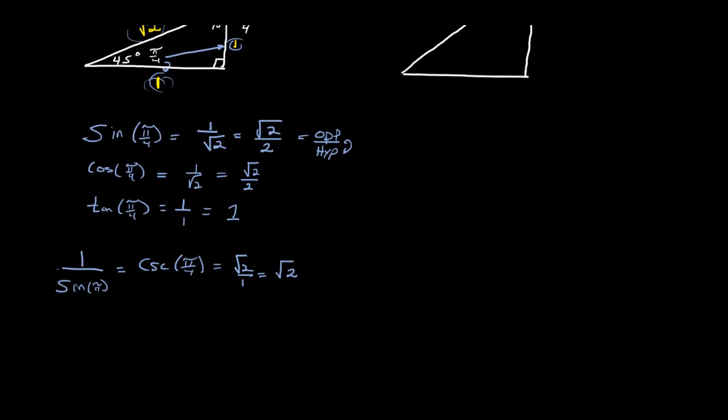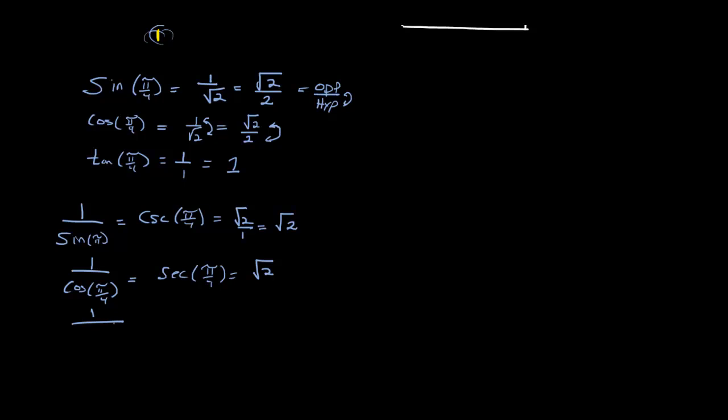If we look at 1 divided by cosine of pi over 4, that's equal to the secant of pi over 4. And notice if I invert these two values, I'm going to have the same thing, square root of 2. And lastly, if I invert tangent of pi over 4, that's the same thing as cotangent of pi over 4, and if we invert, it's just 1 over 1. So that's a really easy way for me to remember it.